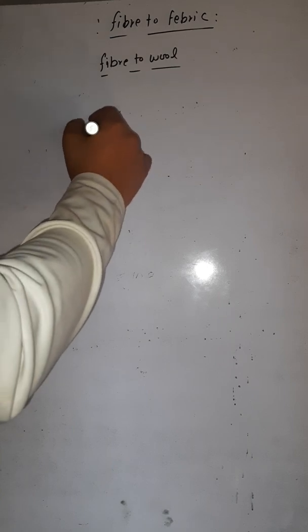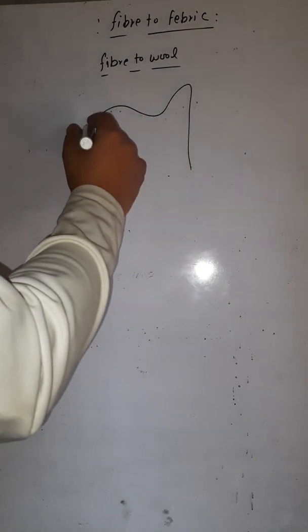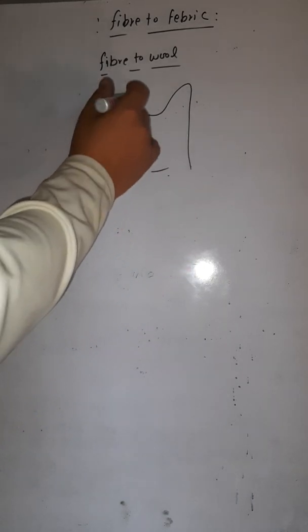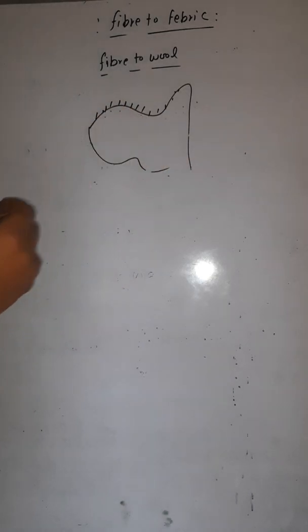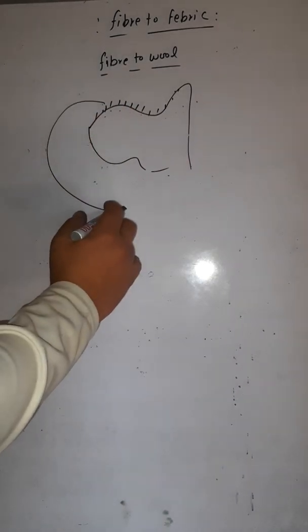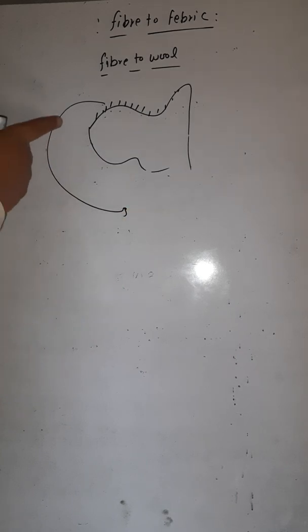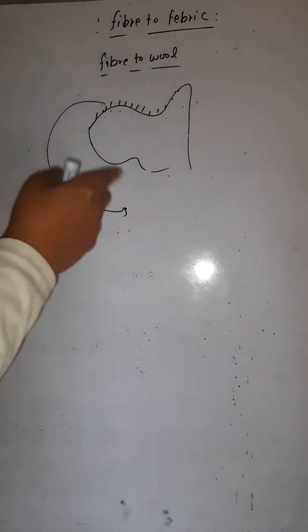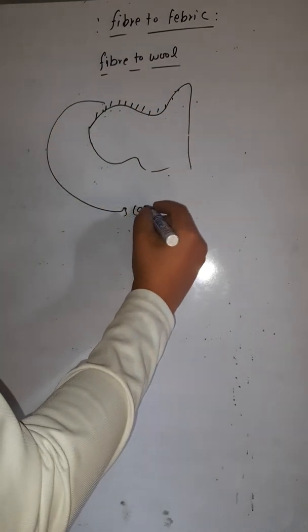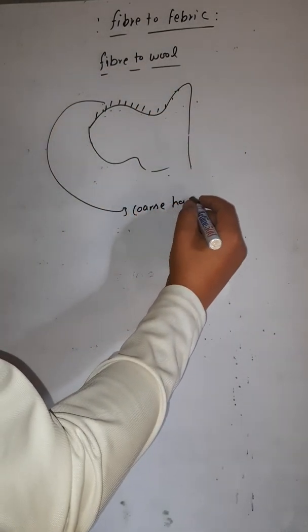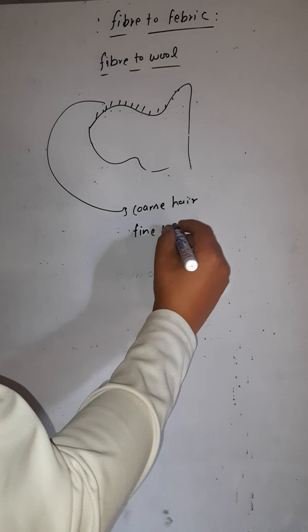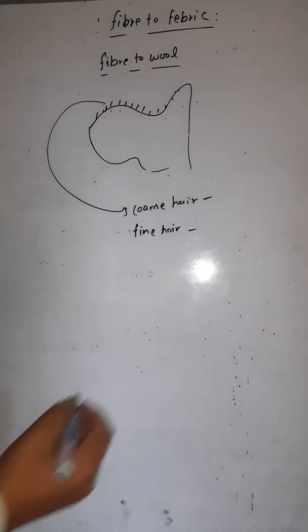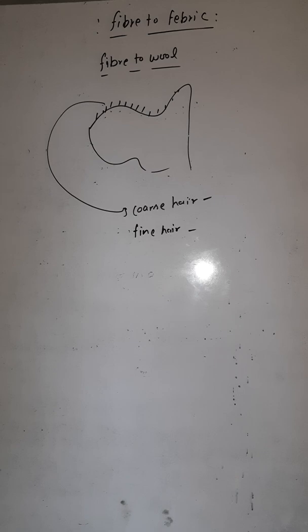Now before this let me tell you about the sheep. Let's say this is the sheep. Now you would find the hair on the skin of the sheep. These hair are of two types. Some are coarse hair and some are fine hair. There are two types of hair on the skin of the sheep.